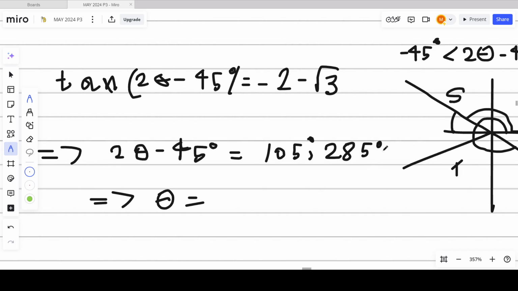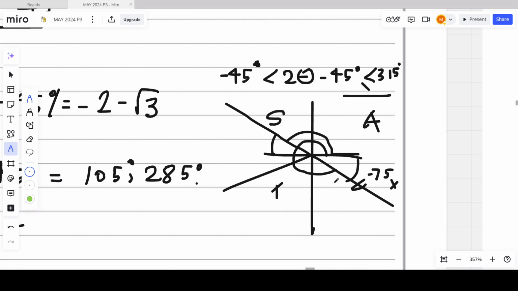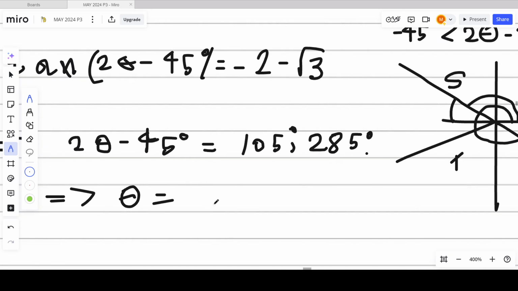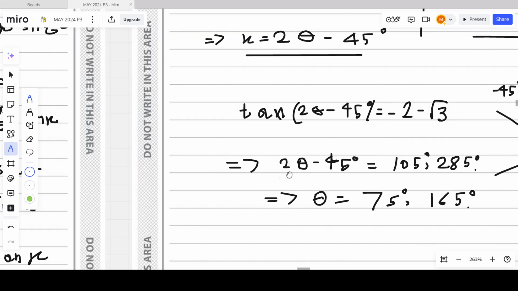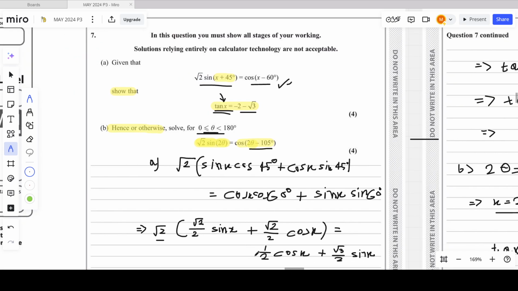Why did I stop there? Because beyond 285 degree there are no possible values within the given range. So now make theta the subject. We will get 105 plus 45, this is 150 over 2, which is 75 degree. And another possible value for theta is 285 plus 45, this is 330 over 2, which is 165 degree. So these are the two possible values for theta, and that's the end of question number 7b from May 2024 P3 paper. Fine.